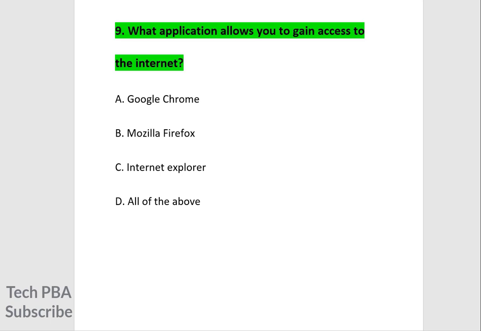Question number nine. What application allows you to gain access to the internet? The correct answer is all of the above, because all these applications are known as web browsers, and all of them can allow you to gain access to the internet. So the correct answer is D, all of the above.